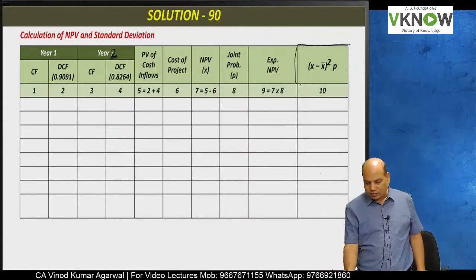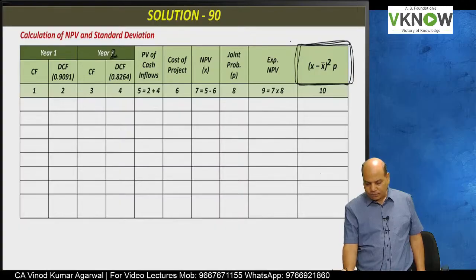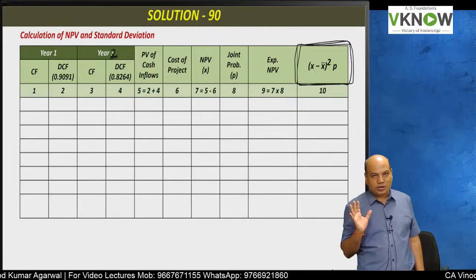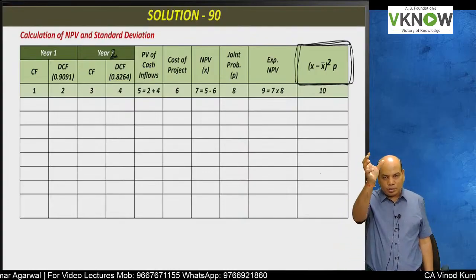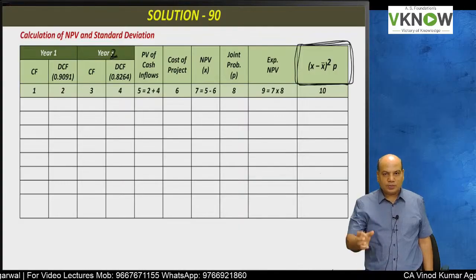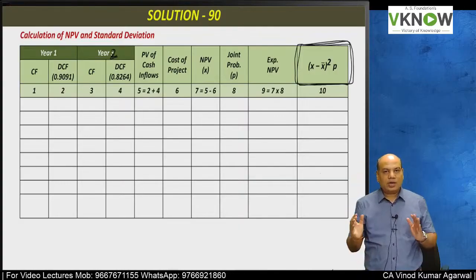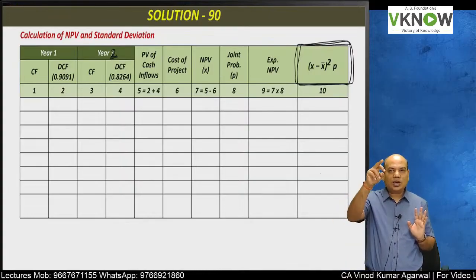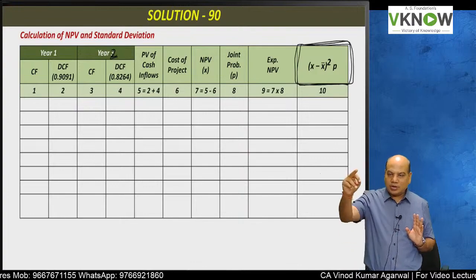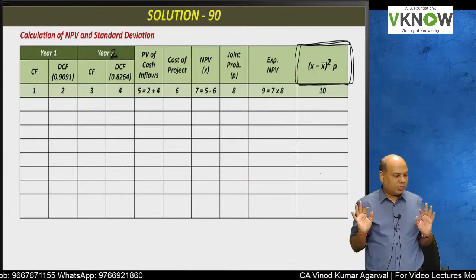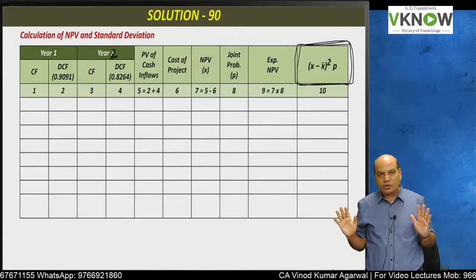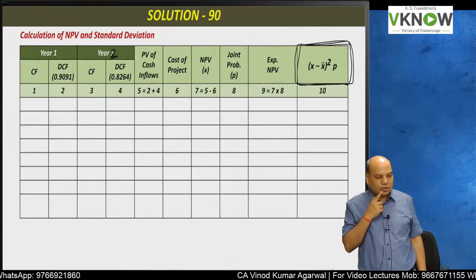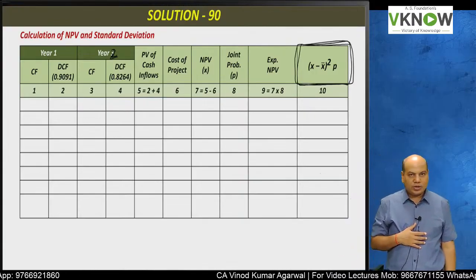And one more column I have added, for computing standard deviation. When I have all the possible NPVs and their probabilities, I will apply the basic, normal formula of standard deviation. When you can apply the normal formula, use it: x minus x bar square into probability. Is it right?